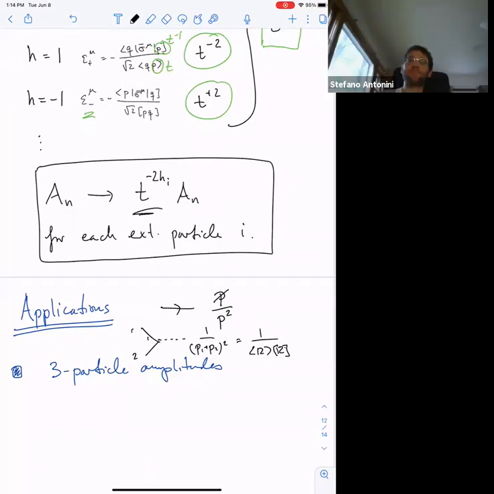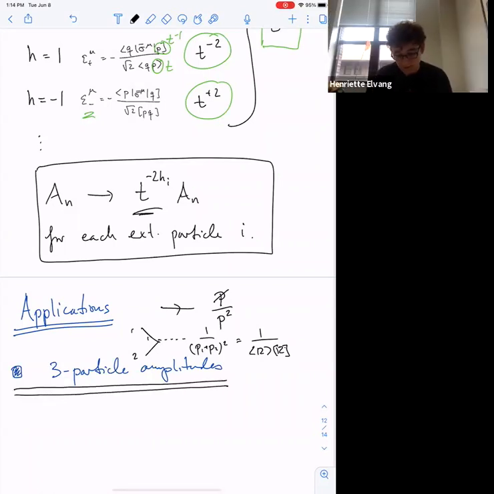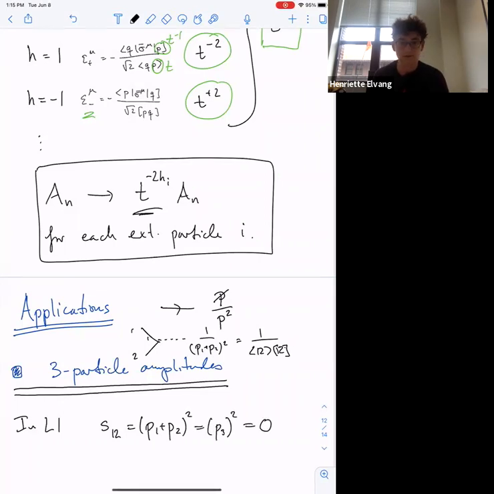Okay, so the first application we'll work on is a quite important result that relates to 3 particle amplitudes. In the first lecture, I argued that there's nothing interesting going on at 3 points because there are no non-vanishing Mandelstam variables. For example, S12 was (P1 plus P2) squared, which by momentum conservation was P3 squared, which is on shell, so that's 0. And likewise for all the other ones.